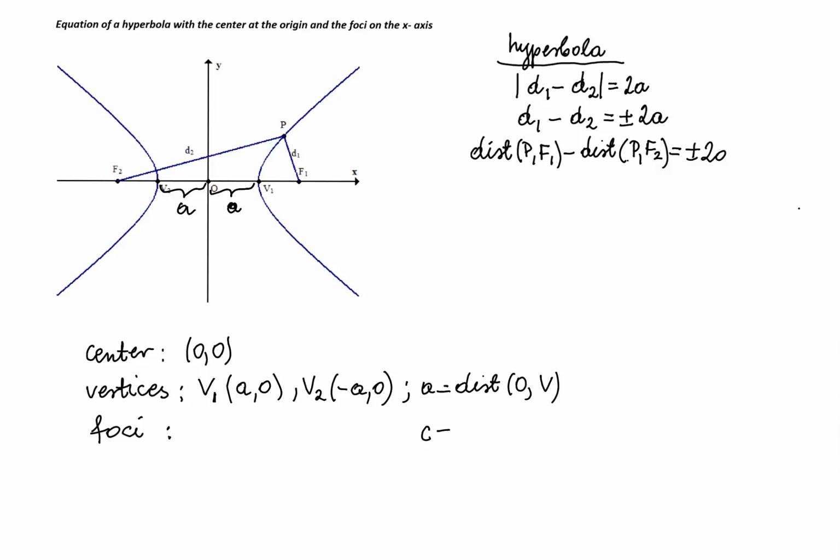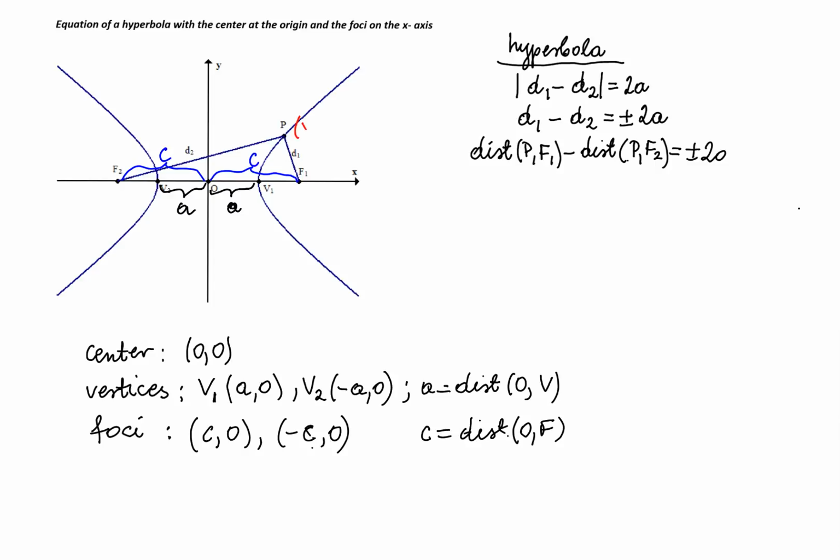Now let's define the value of c to be the distance between the center and a focus. So the distance here is c, and on the other side, due to the symmetry, the other distance is also c. And therefore, we can say that the foci have coordinates c, 0 and negative c, 0.